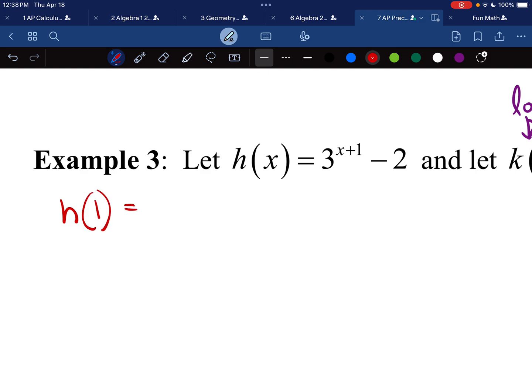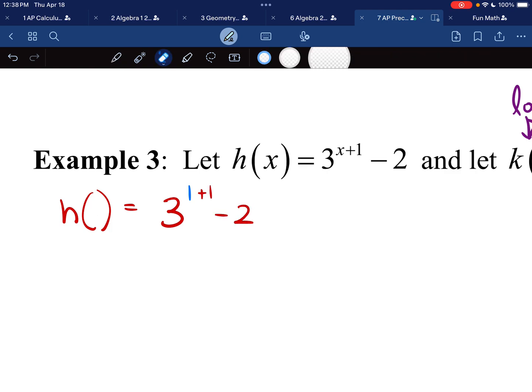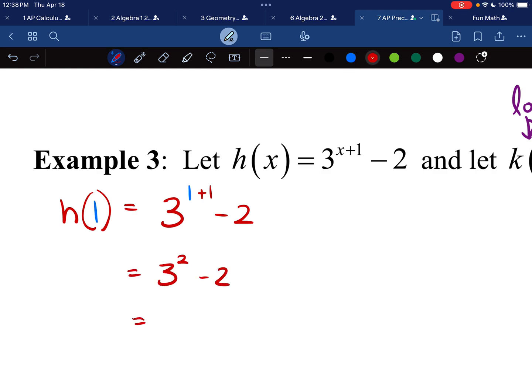You have to be able to interpret the problem, which is why I spent so long doing that. But it's just saying h of 1, which means I'm going to do 3 to the power of, there's the 1 that I'm plugging in, right? Plus 1, all minus 2. I'm plugging in 1 here and here for these x's. I just have to simplify this and I'm done. This is equal to 3 to the power of 2 minus 2, which is equal to 9 minus 2, which is equal to 7. And that's the final answer.